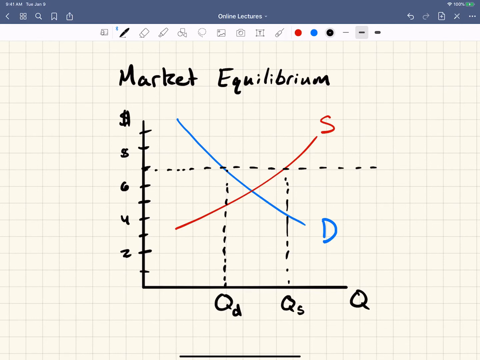Here's the problem. At $7, there's going to be a lot of people, Q sub S, willing to supply, and not that many people, Q sub D, willing to demand, right? In this case, you could measure the distance between these two lines, and this would be considered a surplus, because we've got too many suppliers and not enough demanders, so we'd have a surplus.